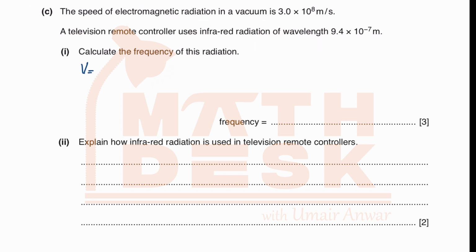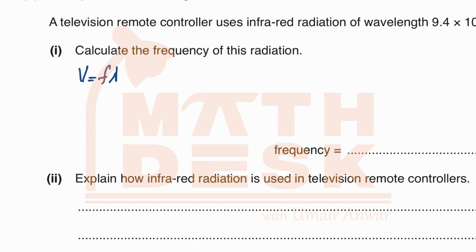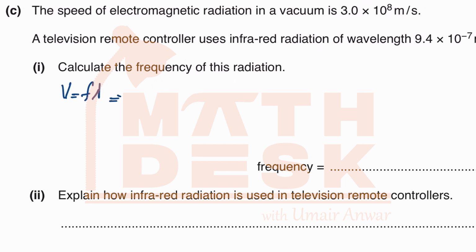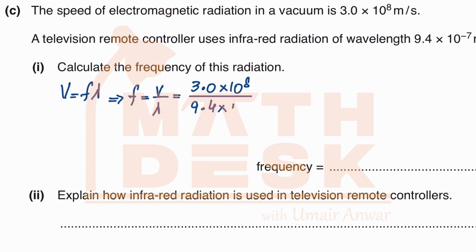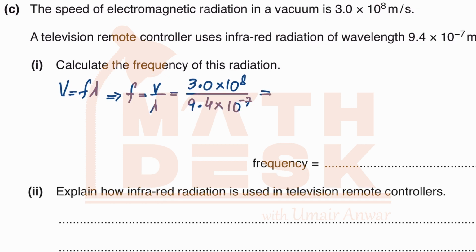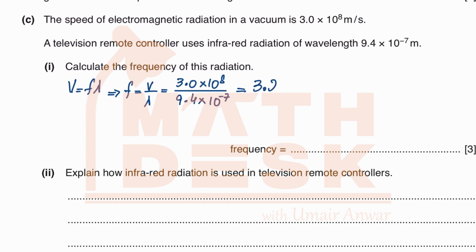So the frequency would be calculated by using the relation v = fλ. So frequency would be equal to speed divided by the wavelength. The value of speed is given to us, which is 3.0 into 10 raised to 8, and the wavelength is given to us 9.4 into 10 raised to minus 7. So the answer we get over here is 3.2 into 10 raised to 14 hertz. So this is the required frequency, 3.2 into 10 raised to 14 hertz.